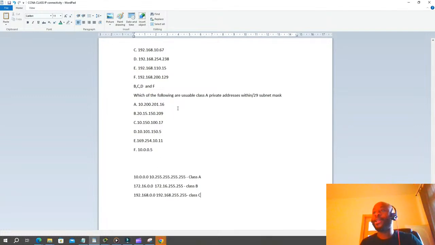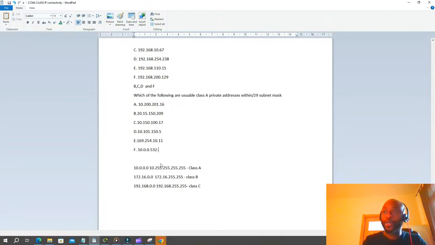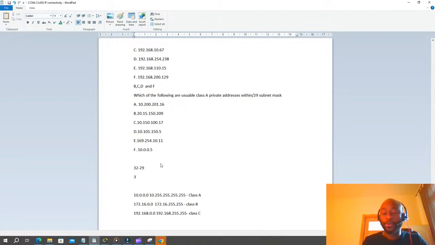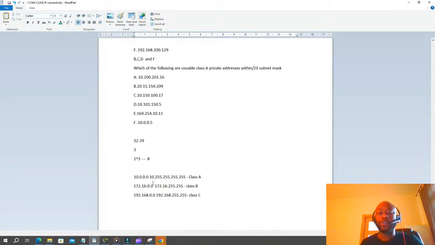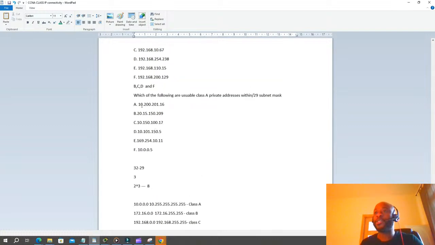So when you look at it right now, we're just going to use the formula we're using as well. 32 minus 29, 32 minus 29 gives you 3. 2 raised to the power 3 gives you 8. So 8 is what we're using for this. So the network is going to be from 8, 16 and the rest. So you obviously know what the first network for this is going to be.